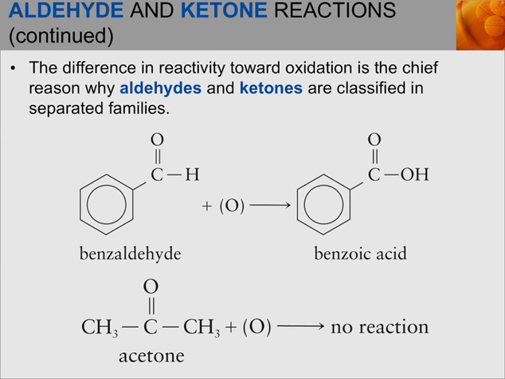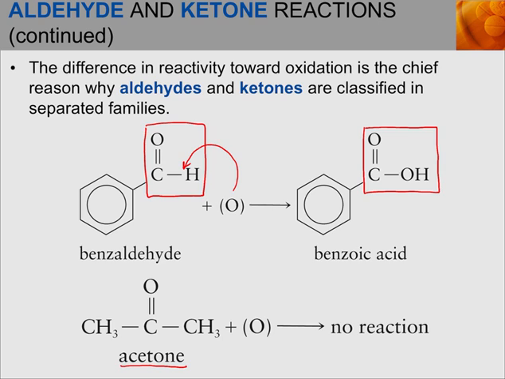So some specific examples are given down below. If we oxidize benzaldehyde, we're going to add that oxygen right in between carbon and hydrogen on the aldehyde, and that will give us a carboxylic acid. So this product would be called benzoic acid, but we'll learn more about how to name carboxylic acids in a later chapter. Now, if we try to do the same thing with a ketone like acetone, we don't have a hydrogen on that central carbon, so there's just no reaction that occurs.